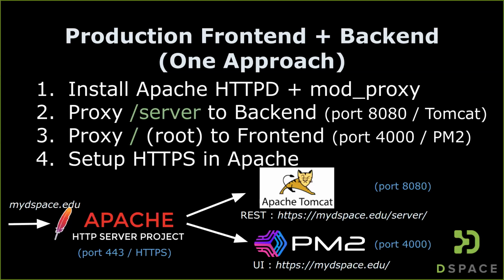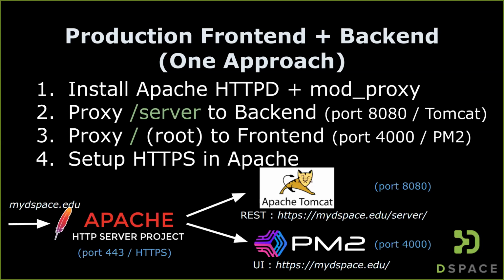But one way to possibly approach this would be to have Apache managing your HTTPS, your secure connection there, and then it's passing things off to either Tomcat or PM2 based on whether they're accessing the user interface or the REST API. But this is only one approach.